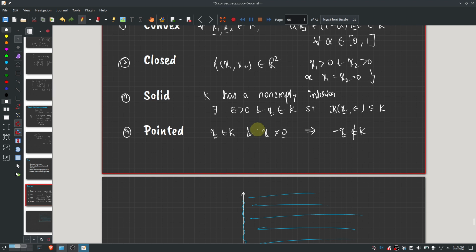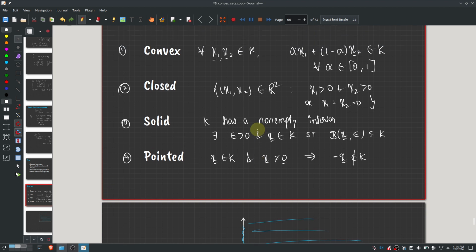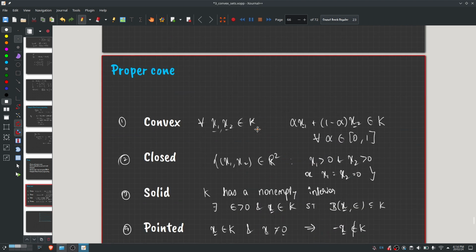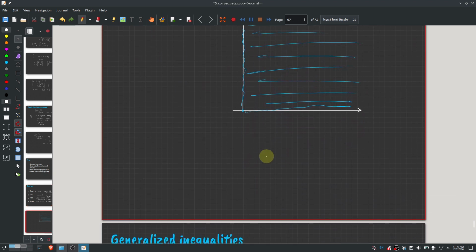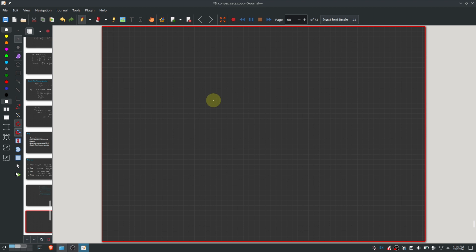Then closed property implies... No, not necessarily. So let's see an example where each of these are violated. First, can you give me an example of a cone which is not convex? Two rays, okay, fine. So let's look at examples.